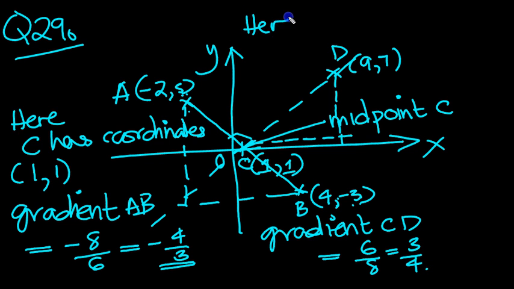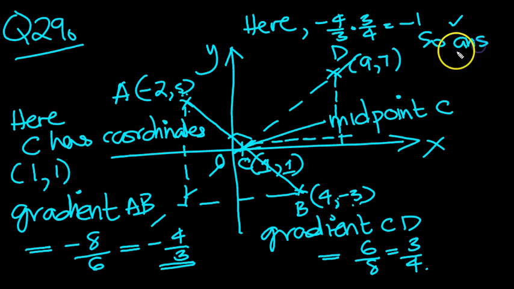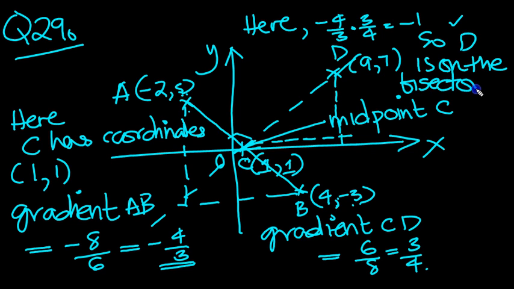Here, so I'll put it at the top. Minus 4/3 times 3/4 equals minus 1. Yes. So the answer equals... Now the question was, prove. Well, we proved it. So that's not the answer then. So D is on the perpendicular bisector. So I'll just put bisector here to abbreviate the answer in question. Okay then, that's fine. That's 29 done. Good.